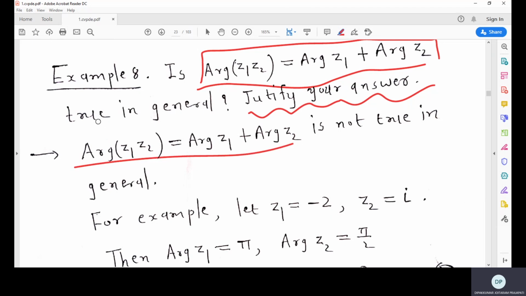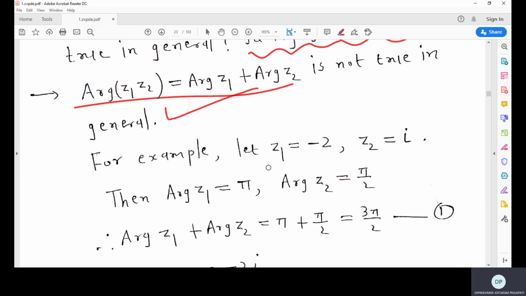We have seen in earlier lectures that if we replace the principal argument, capital ARG, by the general argument, small arg, then this statement is true. But if we are using principal arguments of a complex number, then this is not always true. So to show that it is not always true, we have to find two complex numbers for which these two sides are different. So we start by taking two complex numbers.